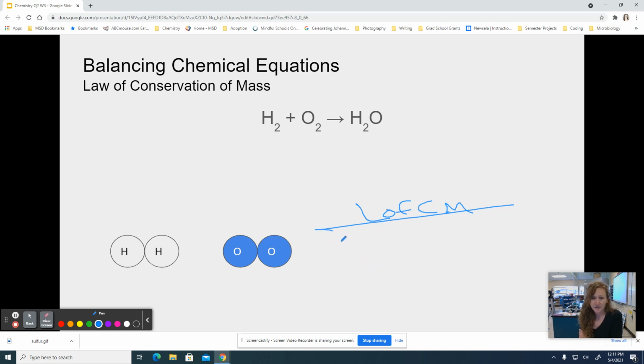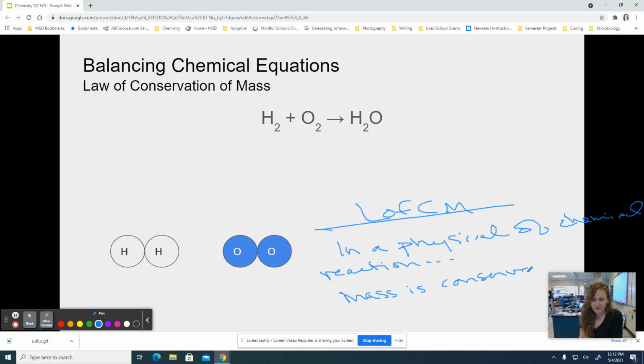The law of conservation of mass states that in a physical or chemical reaction, mass is conserved. Okay, so let's break this down a little bit.